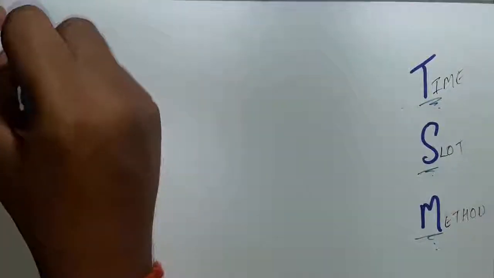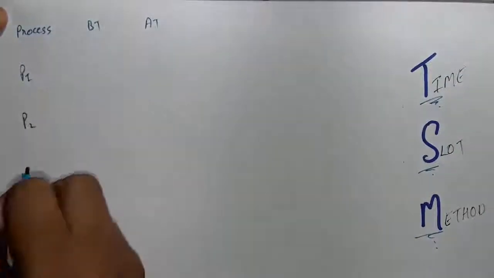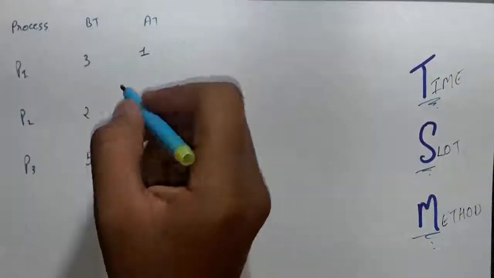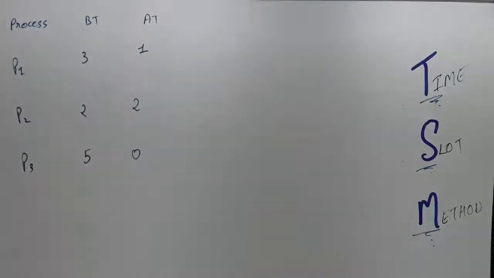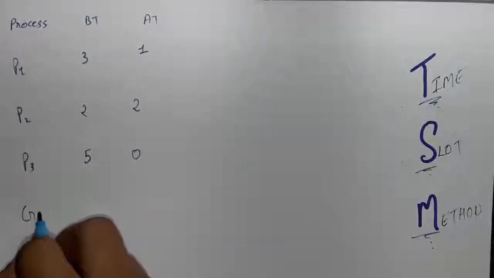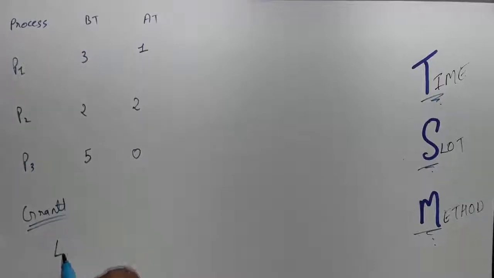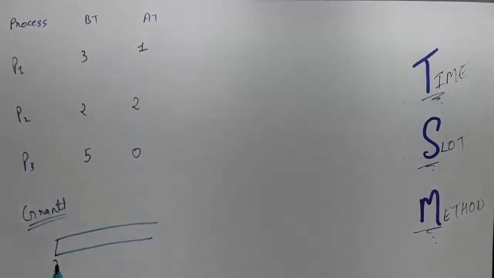So first let me write the question. This method is also called the round robin method. So this is our question. As usual, first we have to make a Gantt chart. Now the Gantt chart will always start from 0, so as usual, start the Gantt chart from 0.